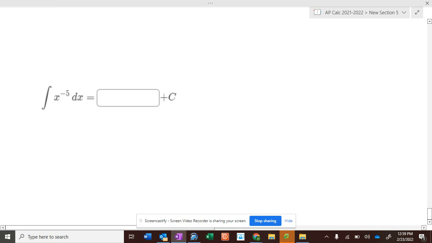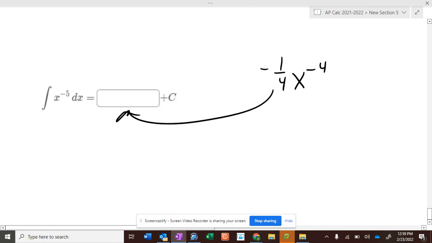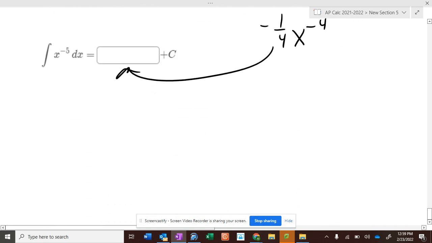How about a negative exponent? What's negative 5 plus 1? Negative 4. So we put a negative 1/4 out front. This times this makes 1, right? Okay. So it's negative 1/4 x to the negative 4th. Is that it? Okay. There will be a couple more things that you do on Friday. You'll just have to watch him. But that's the basics of what's going on Friday.